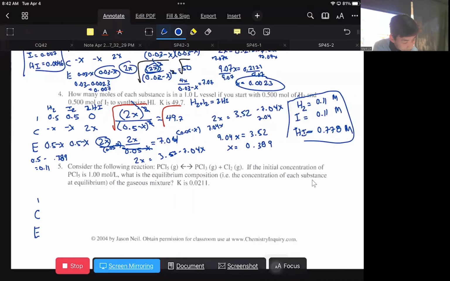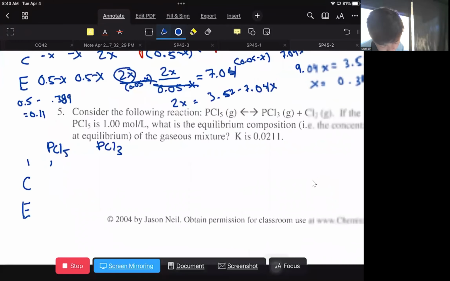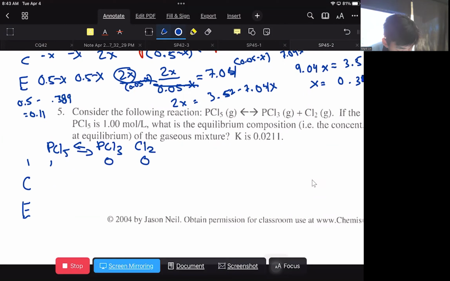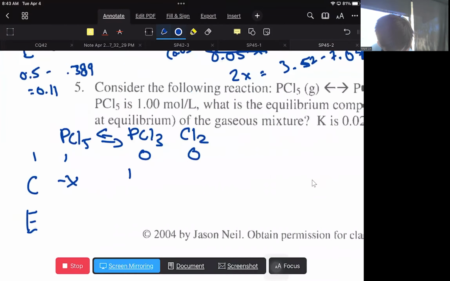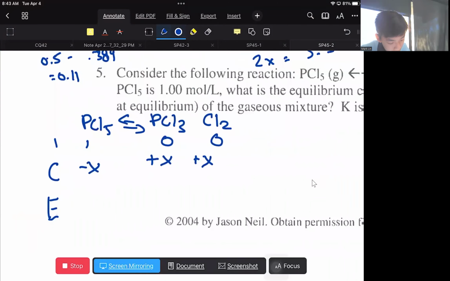So PCl5, right? All right, so the molarity is 1. PCl3 and Cl2 are the products, right? So it's going to be 1, 0, 0. C is going to be minus x for PCl5, plus x for PCl3, plus x for Cl2, right? So E is going to be 1 minus x, x, x.